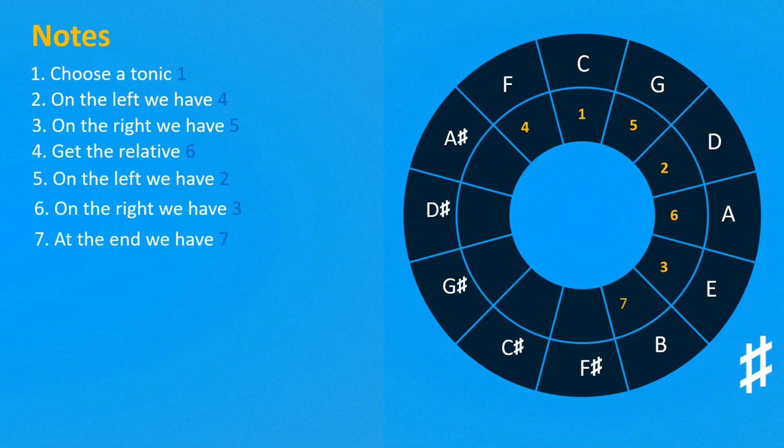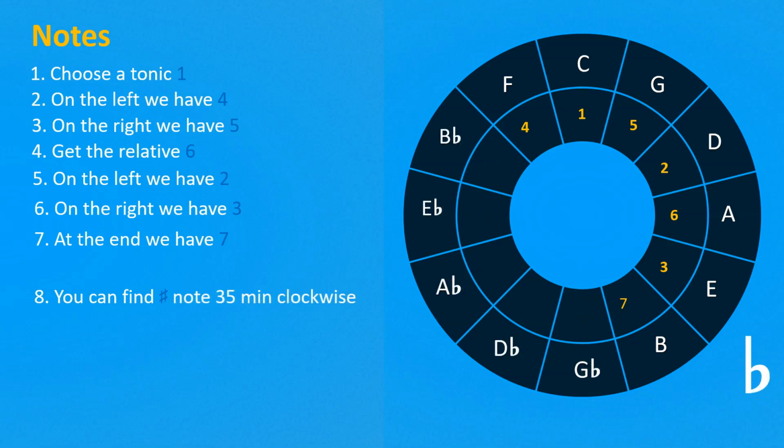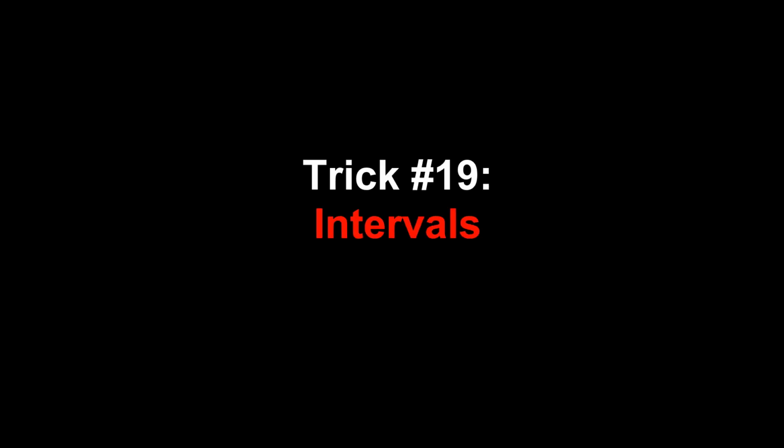You can find all the sharp notes moving 35 minutes clockwise. So, to get the fifth sharp you have to move 35 minutes from the fifth. And so forth. While to get the fifth flat, you have to move 25 minutes from the fifth. And so forth.